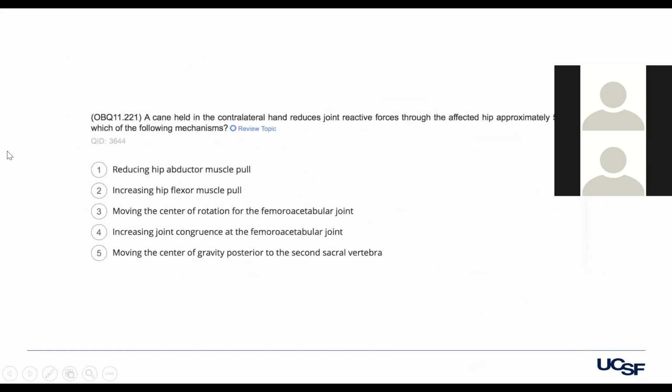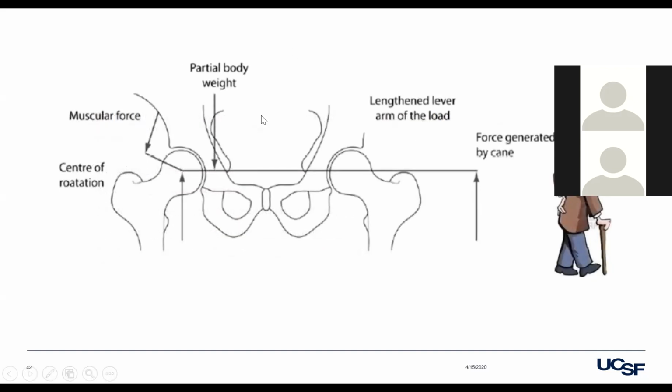All right, freshmen, so cane in the contralateral hand is reducing the joint reactive force by about 50%. Through which of the following mechanisms? Increasing hip abductor muscle pull, increasing hip thrust, moving the center of rotation of the femoral joint, or none of the above? So based on what we just talked about, 2, or sorry, 1, using that cane offsets the force needed by the abductors.